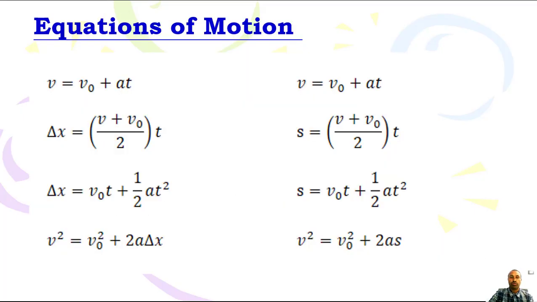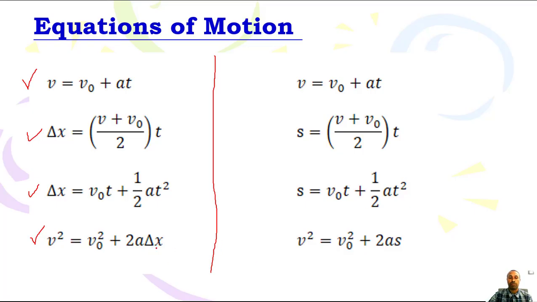So first, we have to know equations of motion. For constant acceleration, these are the equations of motion. The first one is velocity: final velocity is equal to initial velocity plus acceleration times time. And distance delta x is final velocity plus initial velocity over 2 times t, which is average velocity times time, or sometimes delta x, the change in position, will be v naught t plus half a t square, and again final velocity square is equal to v initial square plus 2a change in position.